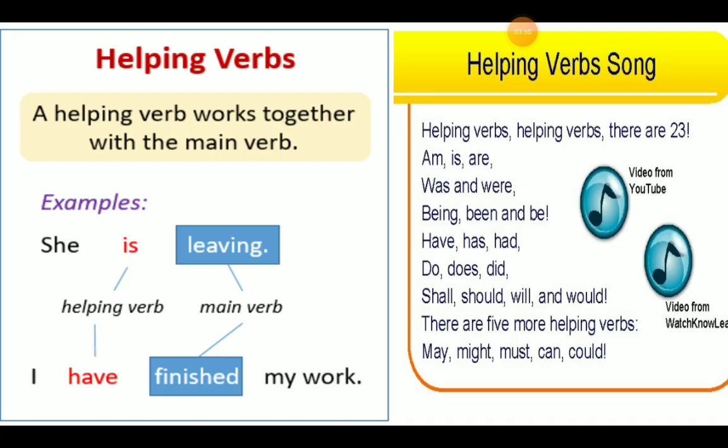And the next one, helping verbs. You may know: am, is, are, was, were, have, has, had, do, did, does, shall, should. It goes on like that. These are all helping verbs. So helping verbs work together with the main verb. For example, she is leaving. Here, leaving is the main verb and is is the helping verb.